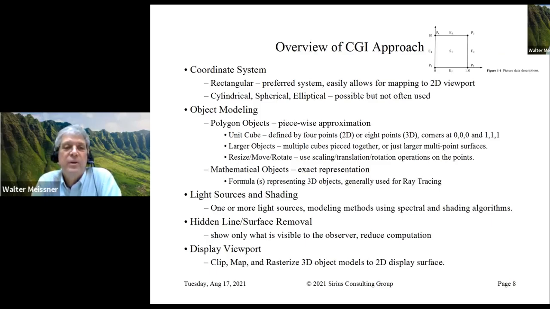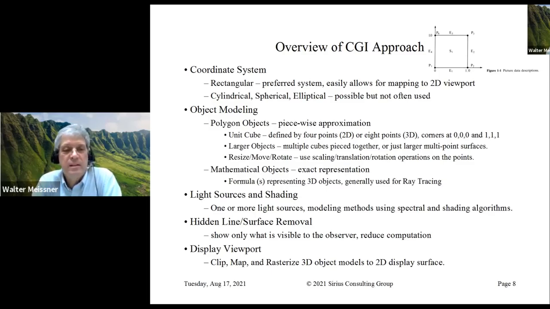Now, the other way of doing it is to use a mathematical object and have an exact representation. And these are generally used for ray tracing. Now, once these things have been modeled, to make things look realistic, it requires light sources and shading. So one or more light sources and modeling methods are used for specular and shading algorithms.